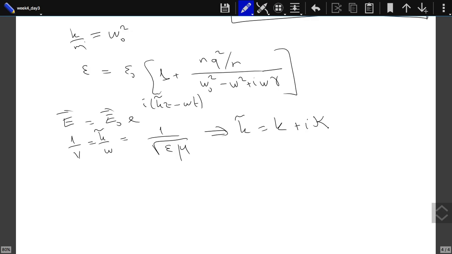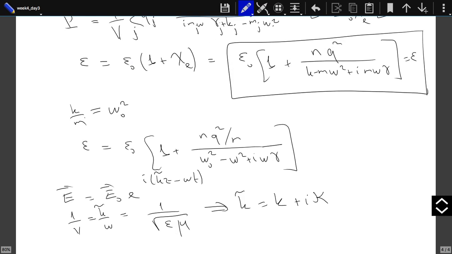That happens when kappa is non-zero. That happens when k tilde has an imaginary part, while k tilde has an imaginary part when epsilon has an imaginary part. The mu deviation from mu0 is negligible, so the imaginary part of mu will be negligible. So when epsilon has an imaginary part, we will have damping. The electromagnetic wave will not be able to penetrate.